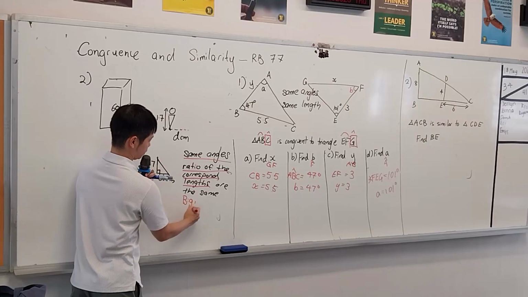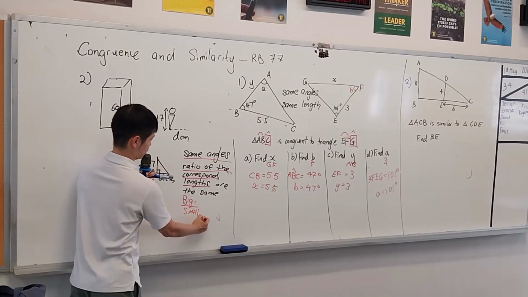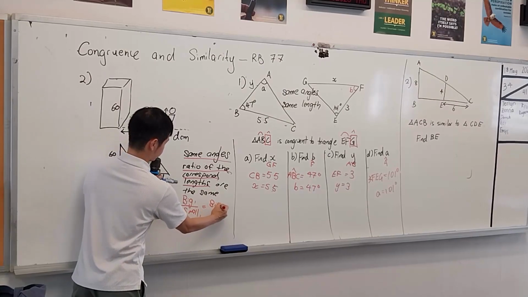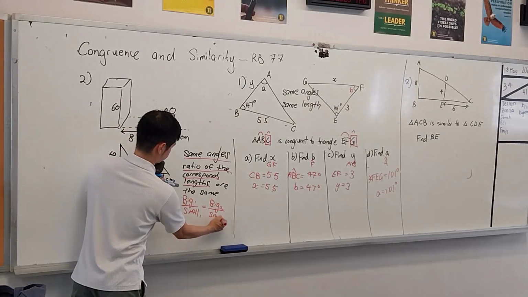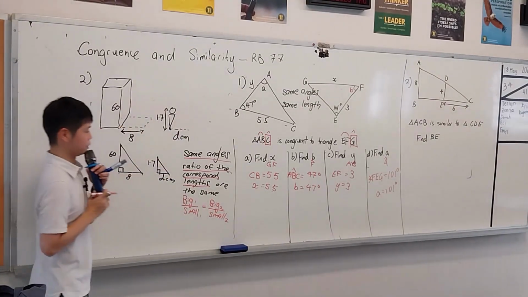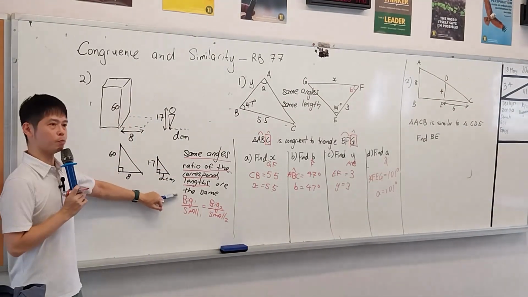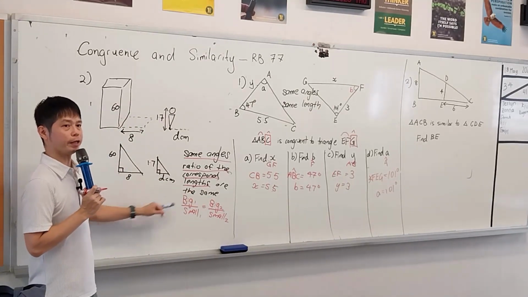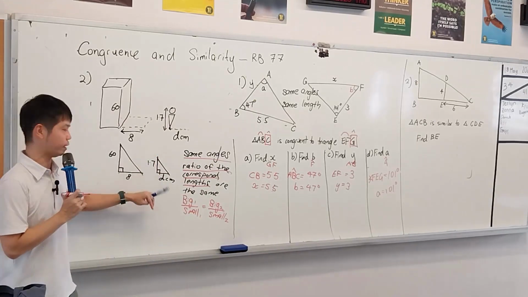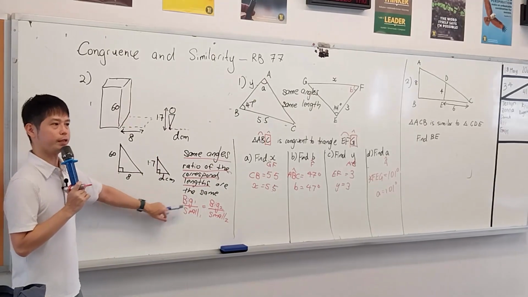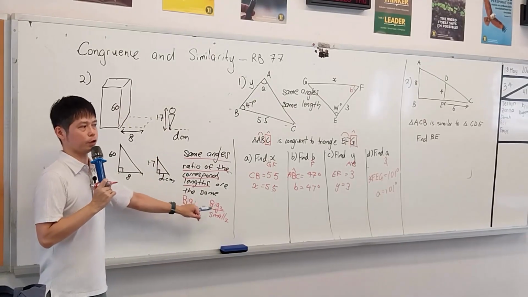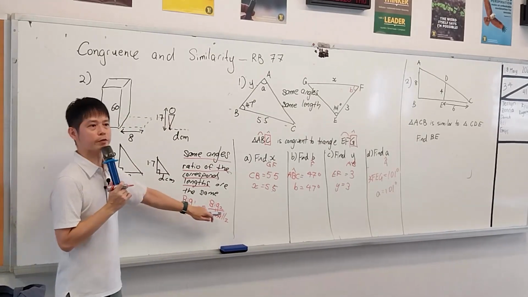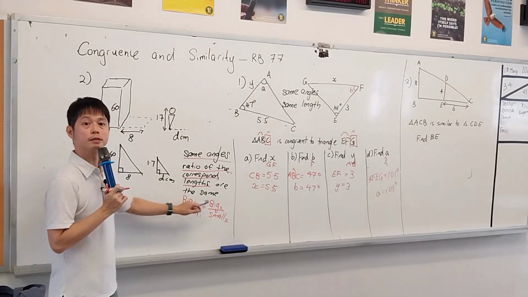Big over small equals big over small. Now, you can also use small over big equals small over big. You can also use big over big equals small over small. Doesn't matter, as long as you have something like small over big equals small over big, or big over small equals big over small. Now, these two are definitely your scale factors.